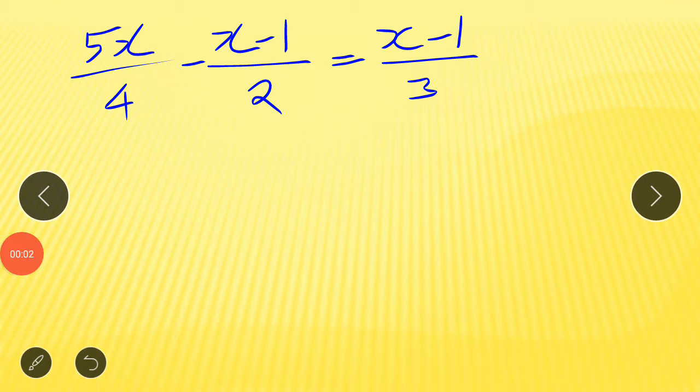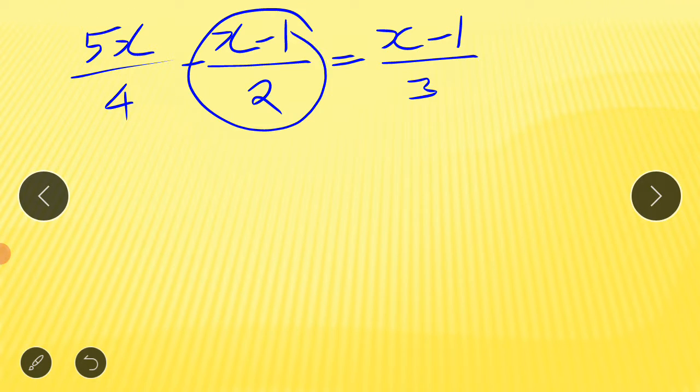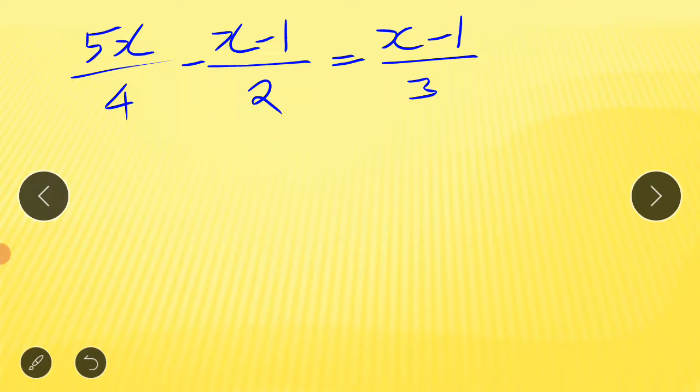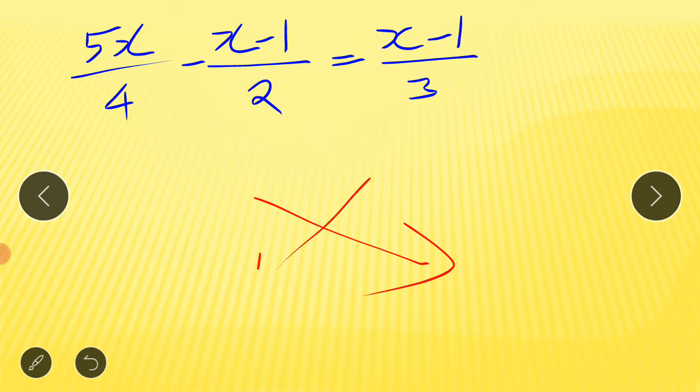Hello students, let's continue solving linear equations in one variable. Here the given equation is 5x/4 − (x − 1)/2 = (x − 1)/3. In the previous video we have seen that if both sides are only in fractional form, we can apply cross multiplication.